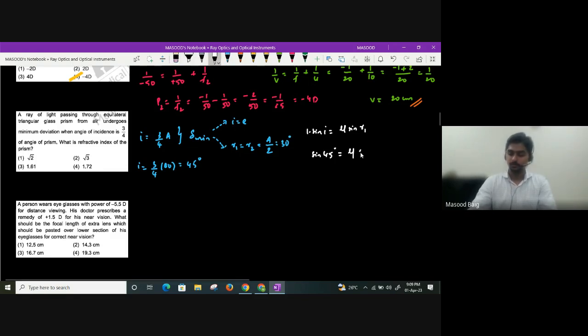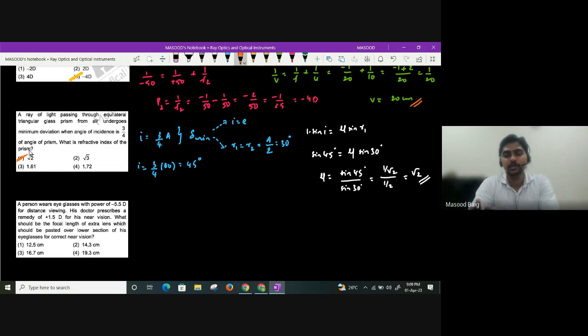Is that clear, all of you? We have studied this yesterday, no, again. So what is the refractive index? It is sine 45 divided by sine 30. Sin 45 is 1 by root 2. Sin 30 is 1 by 2. You will get the refractive index as root 2. Clear? Clear, all of you?